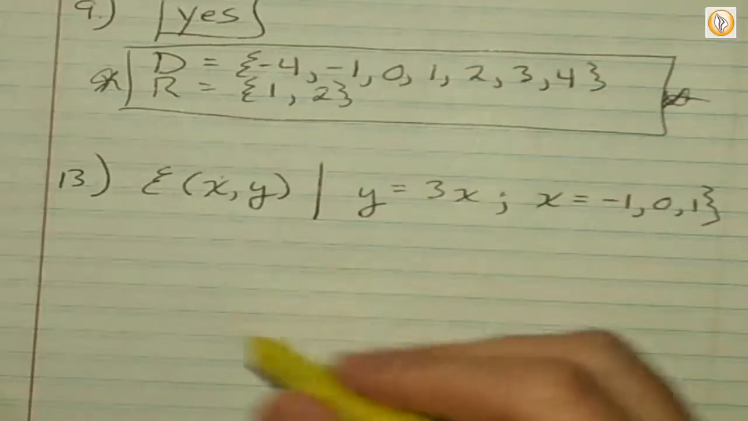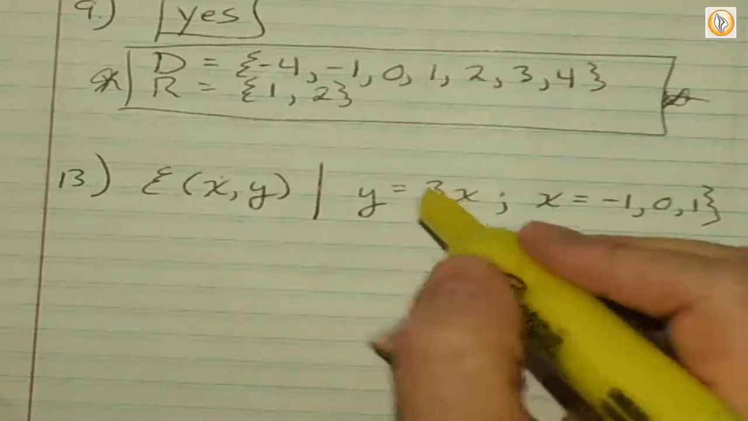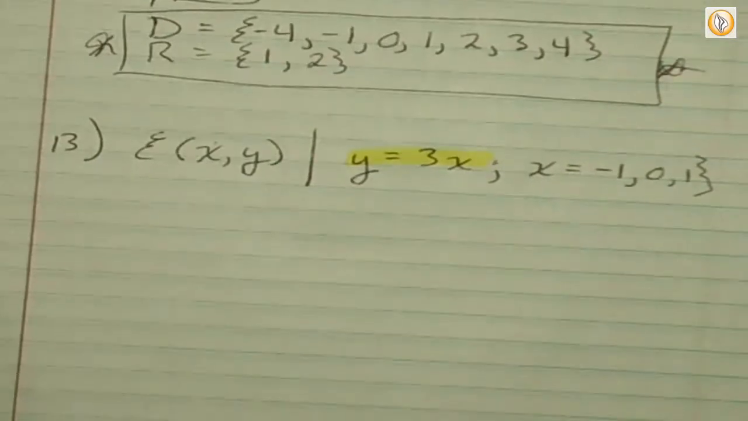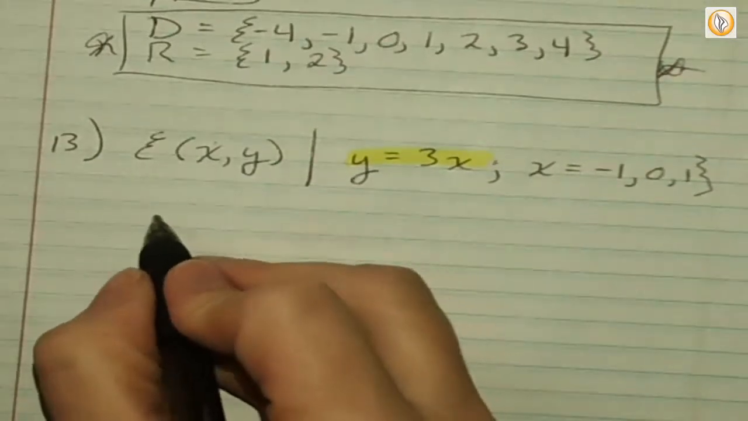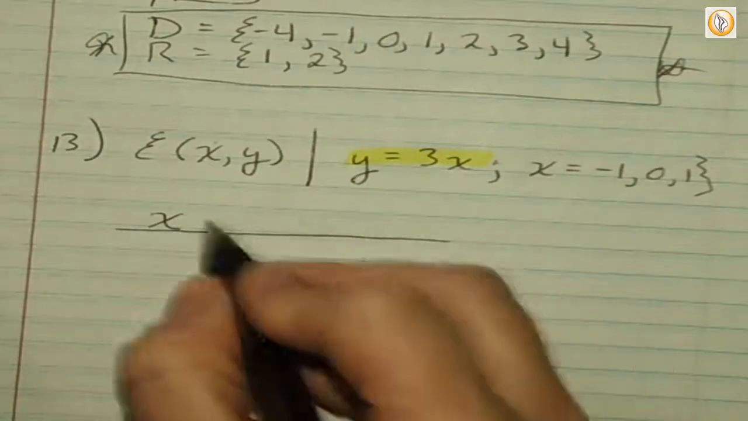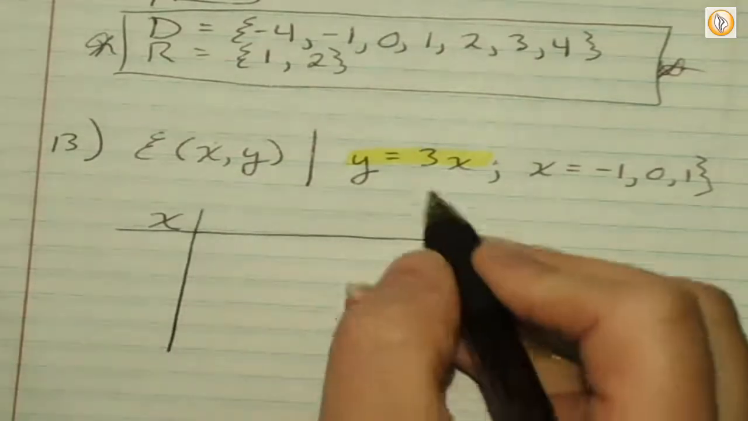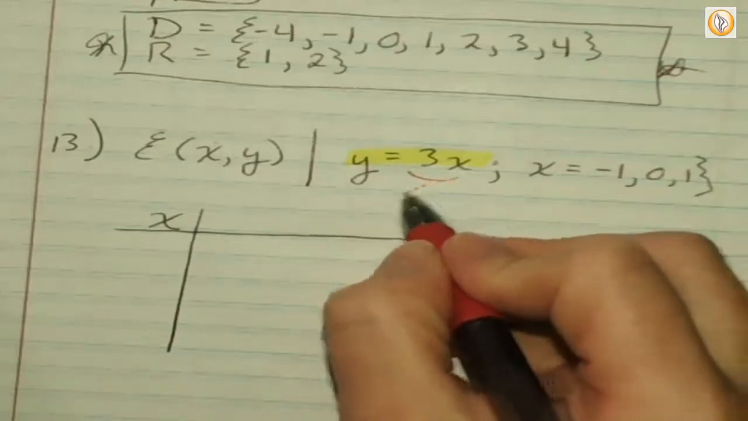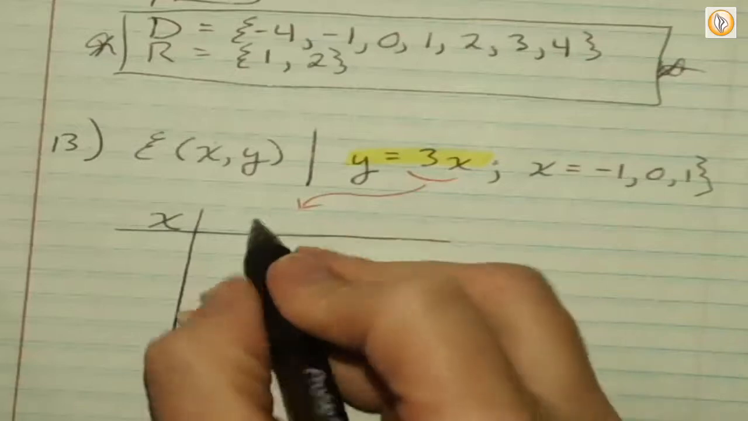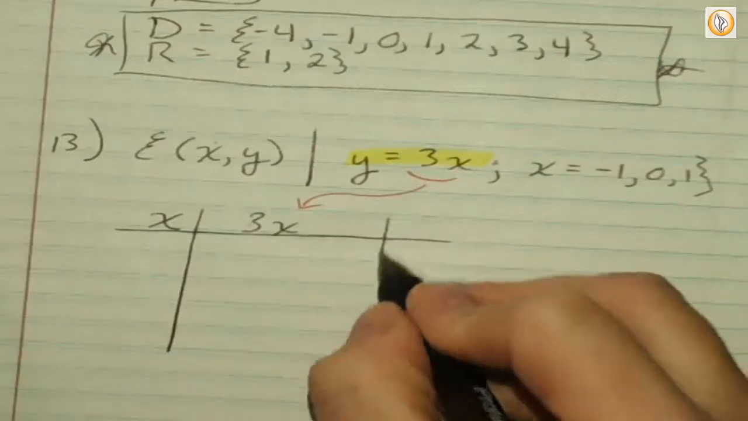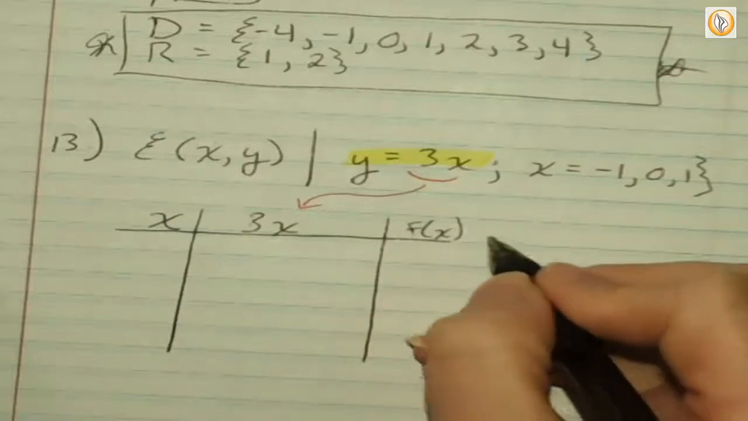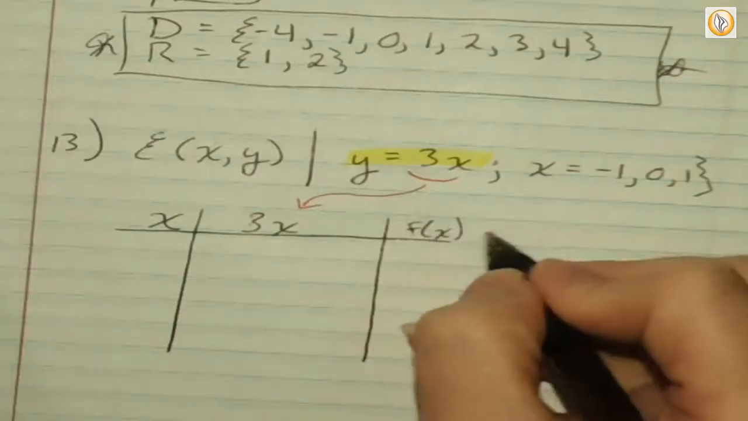Y equals 3 times x. Perfect. That's your focus right there. And multiply every number. Exactly. So we're going to draw our table. Put your equation, and you're solving basically for f of x, which is what? Y. That's right. It's your y.